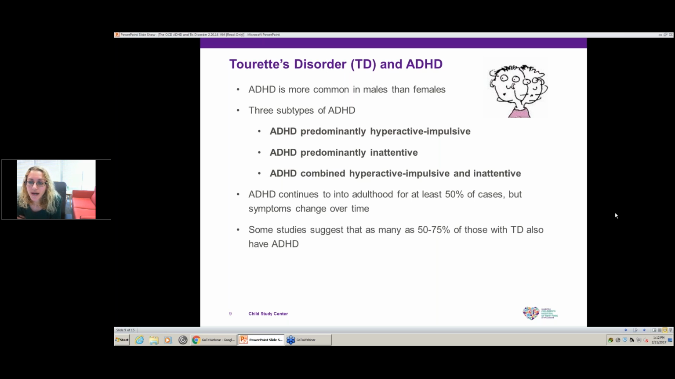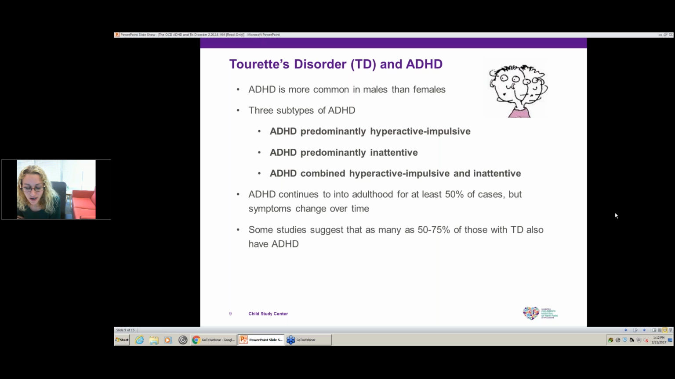And Tourette's disorder also has a very, very large overlap with ADHD. Like OCD and Tourette's disorder, it is another disorder that is more common in males than females. However, unlike Tourette's disorder, it does continue very frequently into adulthood. It's not just a childhood condition.